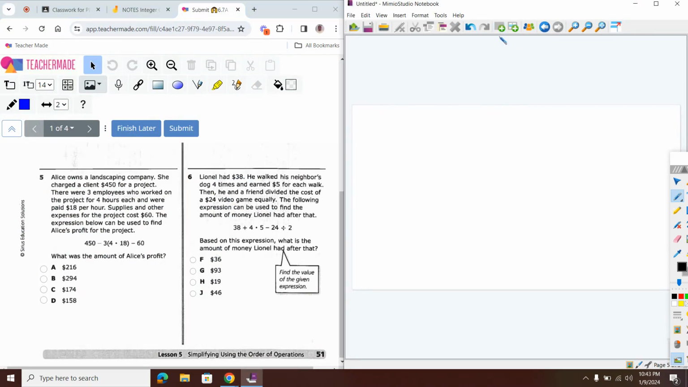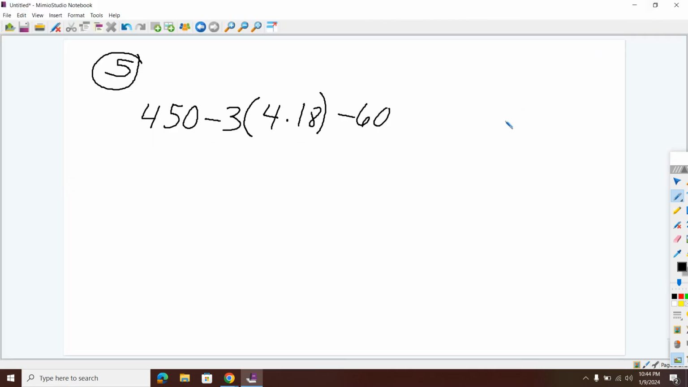Let me get a new page. And this would be number 5. They told me that I could actually use that expression. I'm going to go 450 minus, I have to worry about that minus maybe with the rules, parentheses 4 times 18, close parentheses minus 60. Let me make it big now.